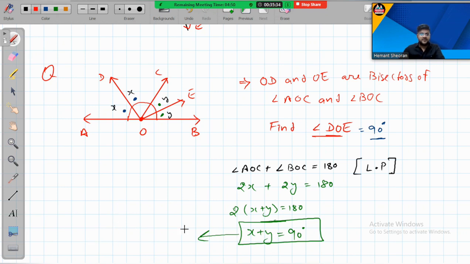Okay. So now we need to find DOE only. x plus y means DOE if you check carefully. I can replace x with DOC and y with COE, and they add up to 90 again. Now if you add these two from the diagram, they will give you DOE equals 90. Get it or not?